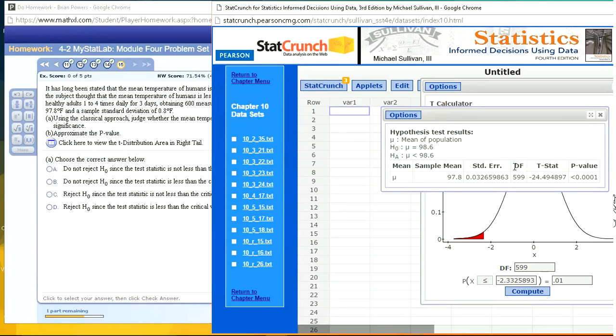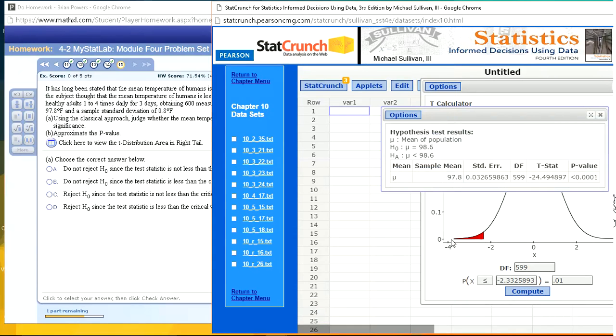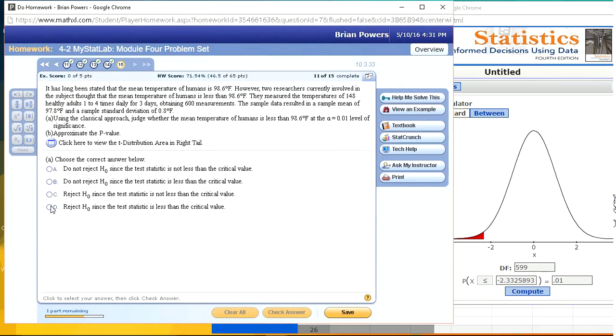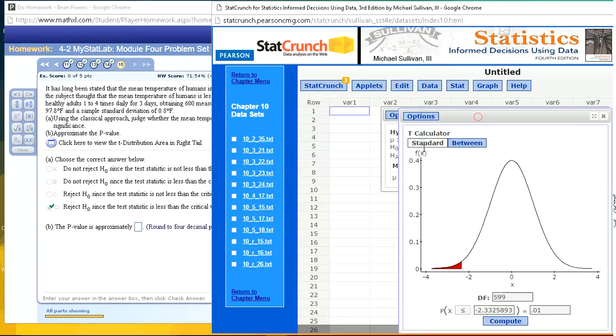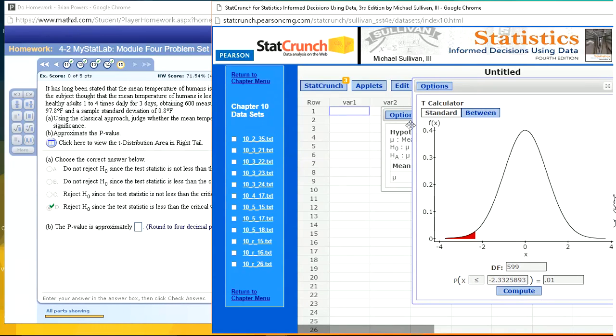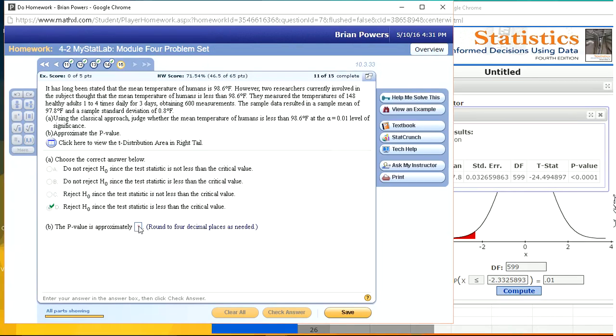Well, what did we find? We found a test statistic of -24. That's crazy. That's way less than that. That's way out in the tail. That's a rejection for sure. It's less than the critical value. Reject that null hypothesis. The p-value is approximately, well, we can do better than that. The p-value is approximately 0. To 4 decimal places, that rounds to 0.